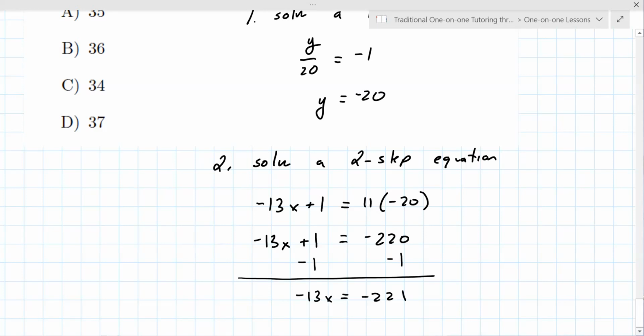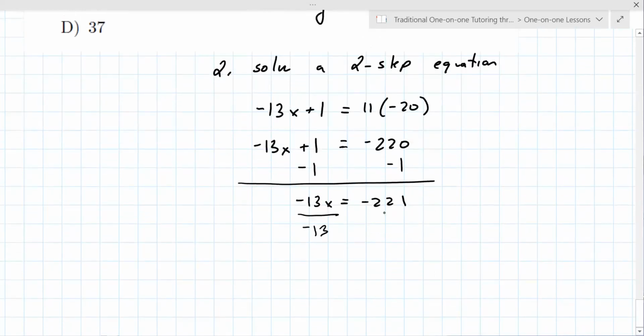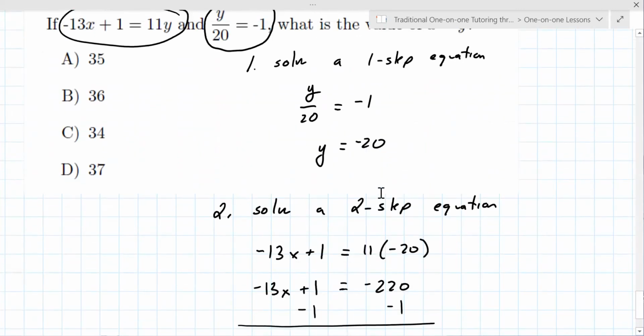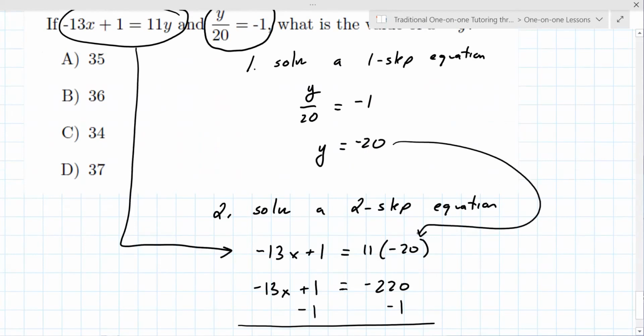Mm-hmm. Now, how's your division here? This is a tough one. Wait, but how did you get 11 times 20? Wait, can you go up a little? Could you go up a little? Sure. Okay. Sorry, I went a little too fast there. I'm rewriting this equation, and then I'm putting that value in for y. Oh, okay. That's why I was asking how your multiplication is, because you do have to figure out that number.